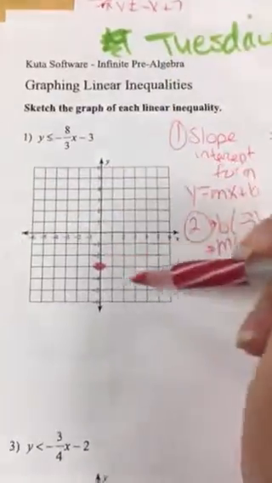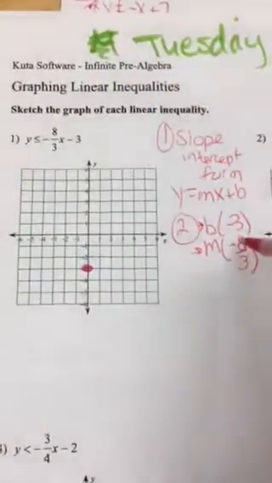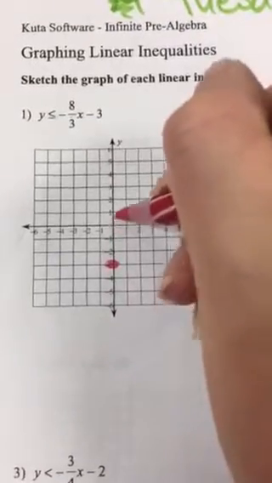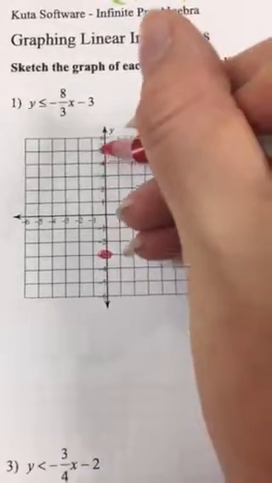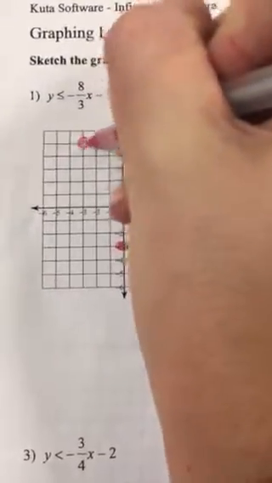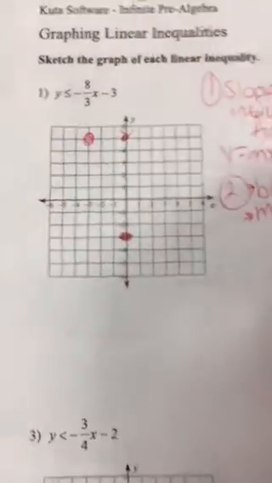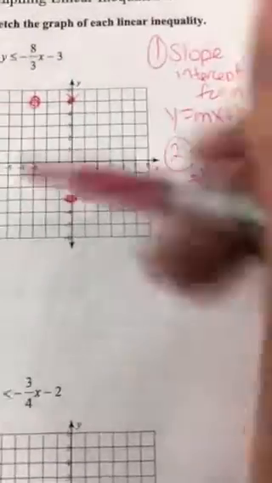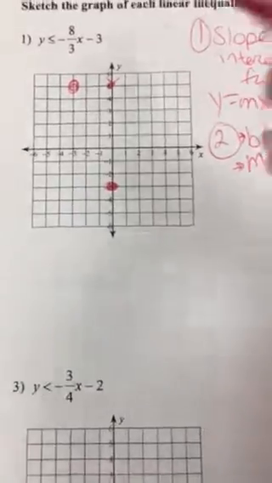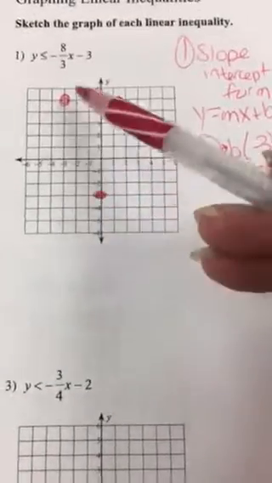So I know the line's going to look like this. And since it's rise over run, I'm going to go up 8. 1, 2, 3, 4, 5, 6, 7, 8. Oops. And over 3. I'm so sorry. This shouldn't be a point. That's why we don't do math in pen. And then if I want to go the other way, I would go down 8 over 3. Okay, so I have these points.